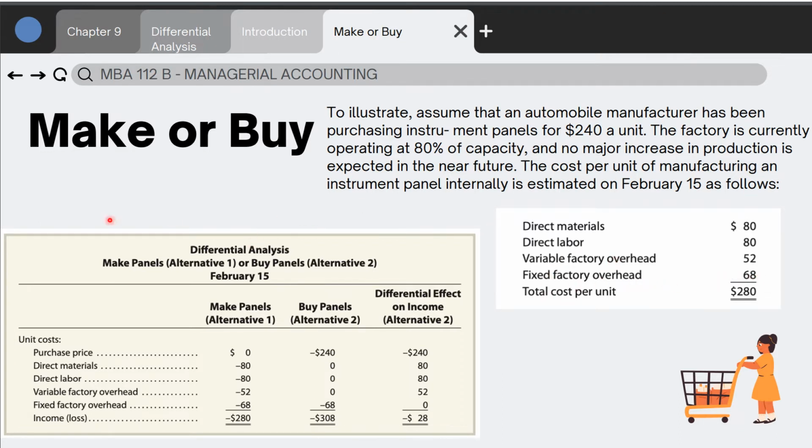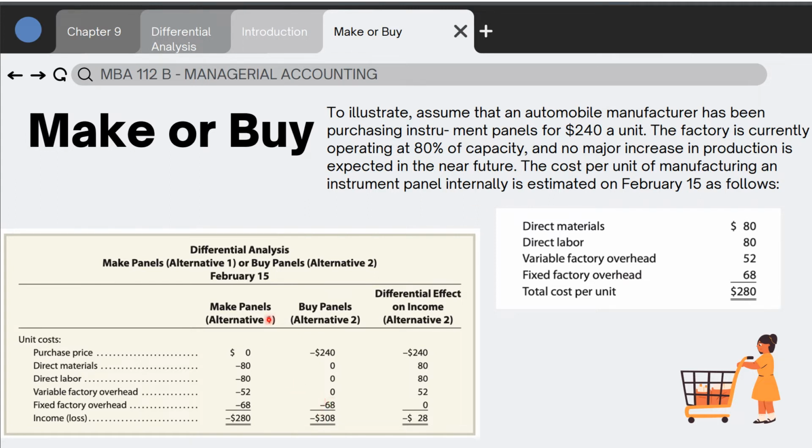So we can see in this differential analysis, alternative 1 is to make panels and alternative 2 is to buy the panels. So as mentioned, if we are going to purchase the instrument panel, it will be for $240, and we have to keep the fixed factory overhead of $68. The reason why we have the $68 in here is because the fixed factory overhead cannot be eliminated by purchasing the panels, especially when the factory is only operating at 80% of capacity.